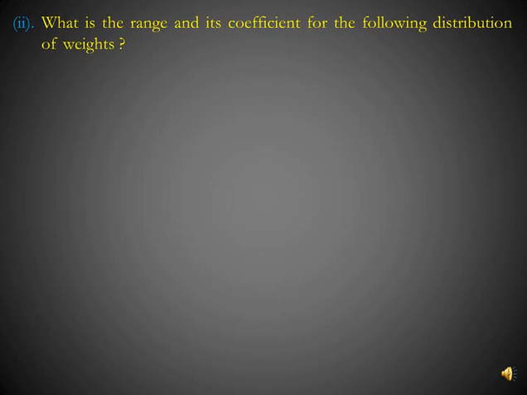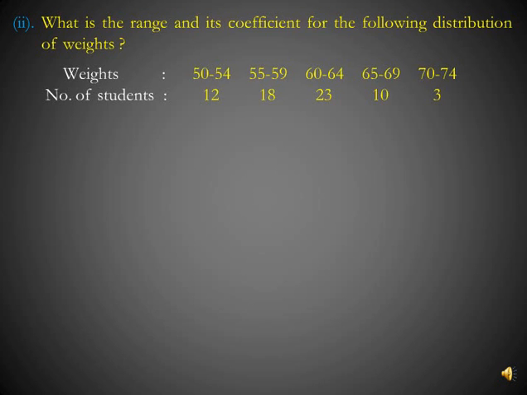Our second question is, what is the range and its coefficient for the following distribution of weights? Here weights are given in the form of class intervals and their corresponding number of students is given. It is the case of continuous series. Here range is the difference between the upper class boundary of the highest class and the lower class boundary of the lowest class. But first we will convert the series into exclusive frequency classes.